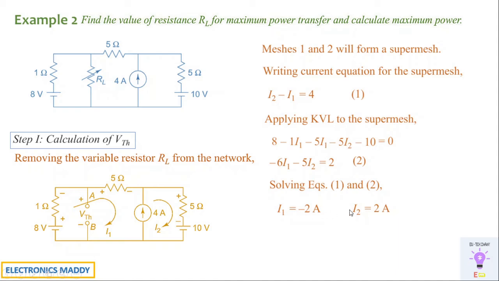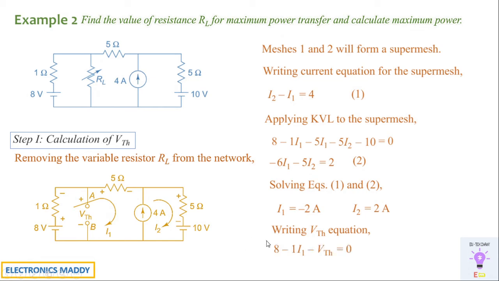This is because I1 or I2 value for that matter, this is because VTH is to be found out. VTH voltage is nothing but the voltage that is there at this point. So if you're considering this is the point, the voltage at this point and this point will be the same, isn't it? So I'll be writing the VTH equation.